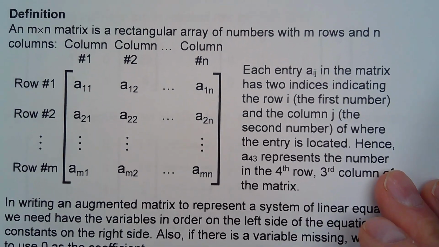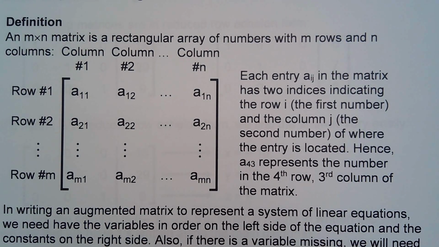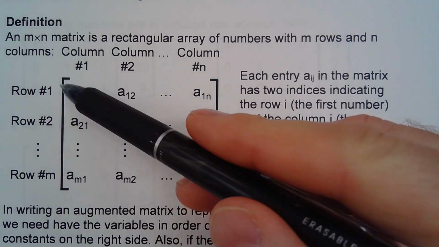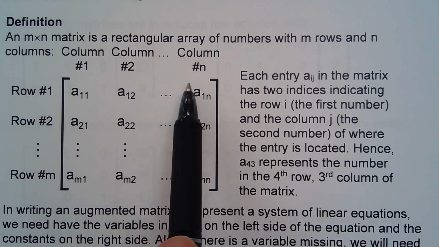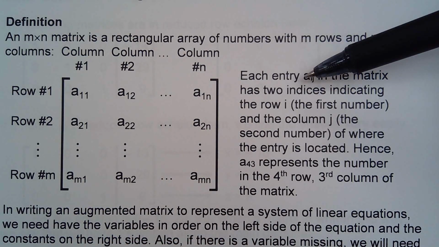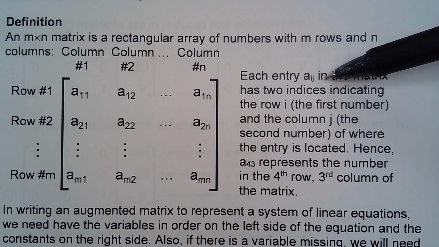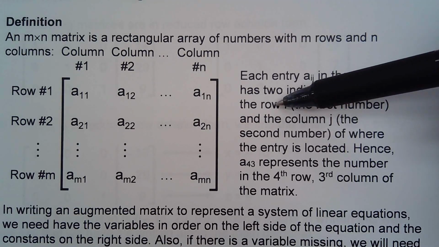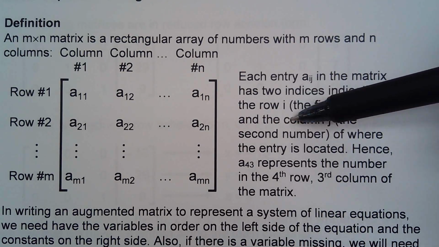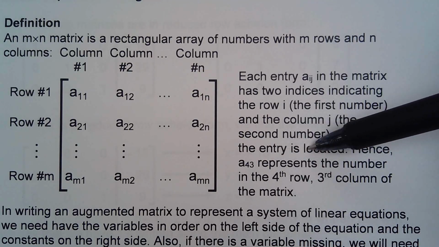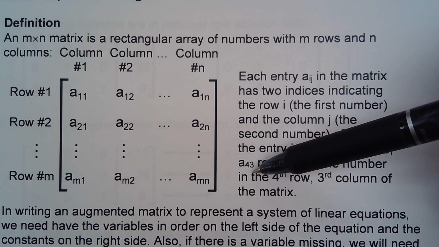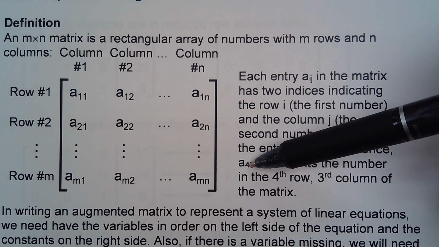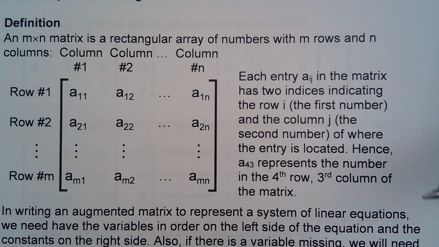So here's a formal definition. An m by n matrix is a rectangular array of numbers with m rows and n columns. So row 1, row 2, all the way through row m. Column 1, column 2, all the way through column n. Each entry, a sub ij, in the matrix has two indices indicating the row i, the first number, and the column j, the second number, of where the entry is located. Hence, a sub 43 does not mean 43, it means the number that's in the fourth row, third column.